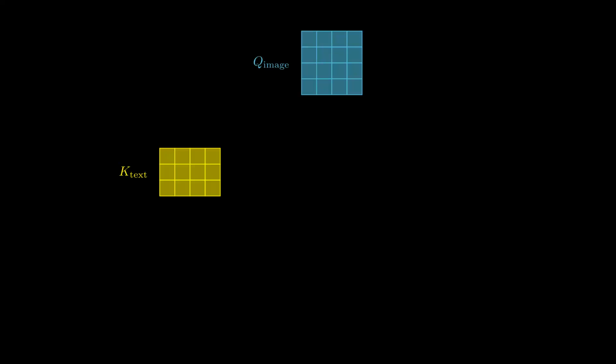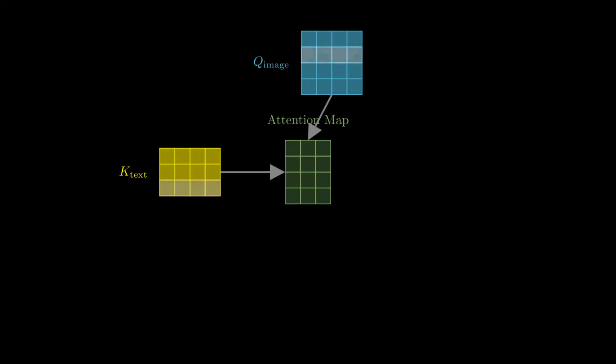Inside the model, this connection happens through a mechanism called cross-attention. Think of the noisy image features as a query Q, asking questions. And think of the text prompt as a set of keys K, holding the labels. The model compares the image's query against the text's keys. It performs a dot product to create an attention map. This map tells us, for this specific pixel, which word is most relevant. If the pixel looks like a furry ear, it creates a high match score with the text token for cat.